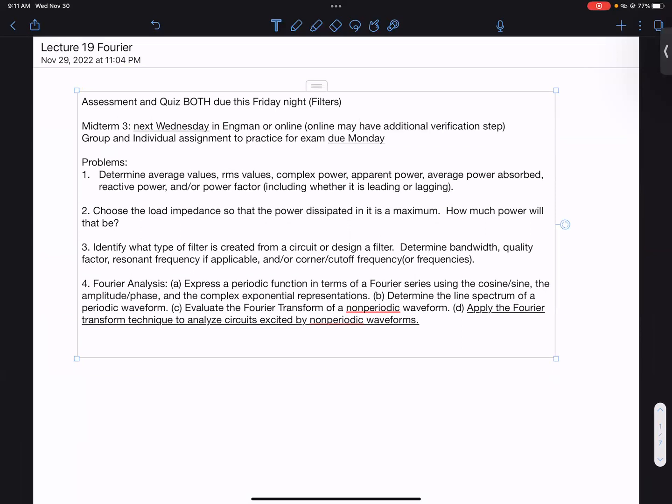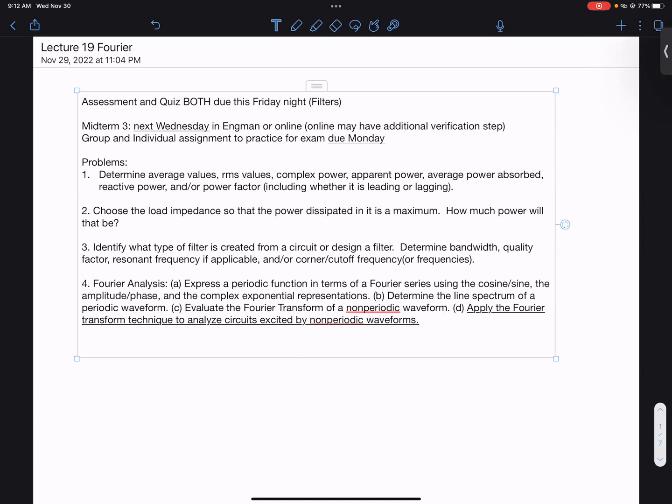So I'm going to go backwards now that I've written all this. So assessment and quiz both due this Friday night. So do make sure that they note that they're both due at the same time. So just make sure to complete them. Assessments are available. Quiz will be available today. And so just complete that by Friday night.